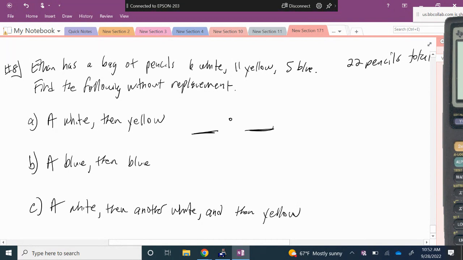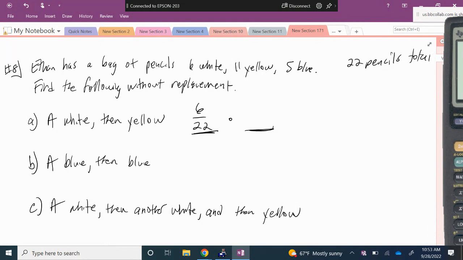So I'm going to write out the probability for drawing a white pencil. So now the probability of choosing a white pencil, we're going to put the total number of pencils, which is 22. And then how many white pencils do we have? 6. So that probability is 6 divided by 22.